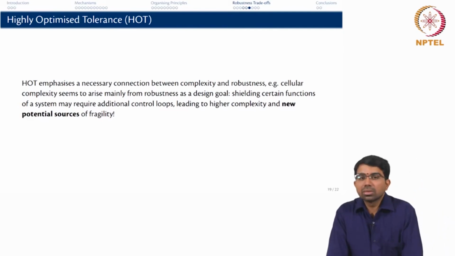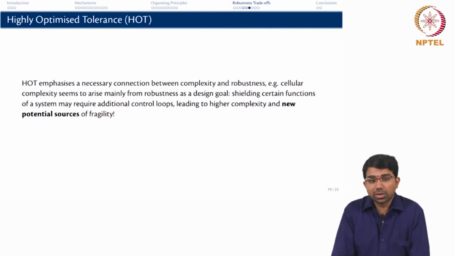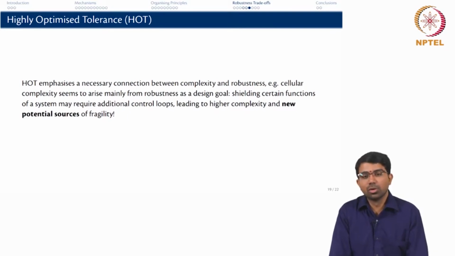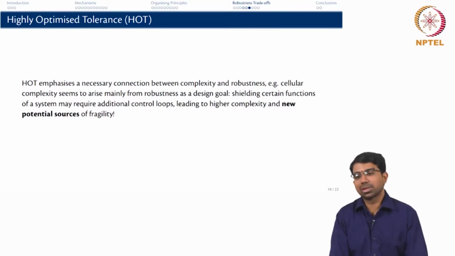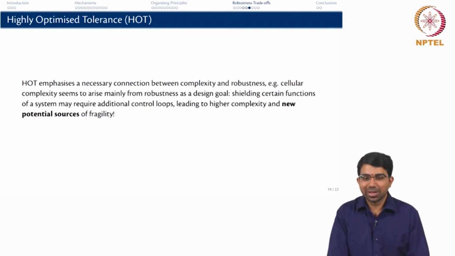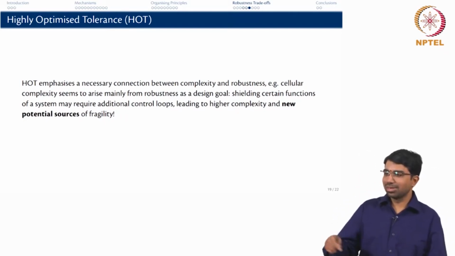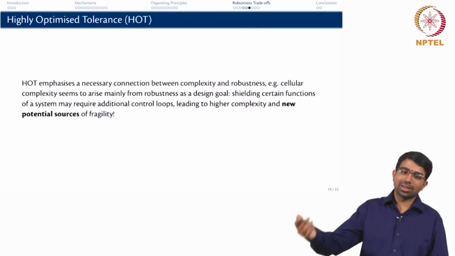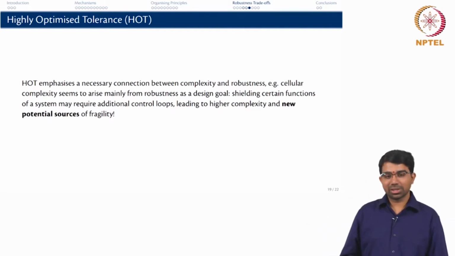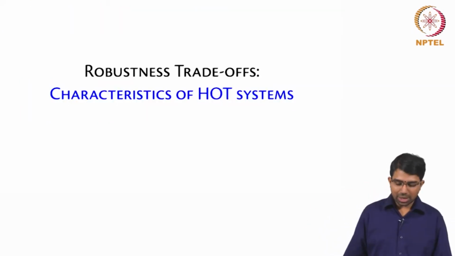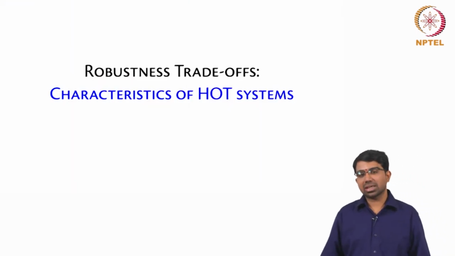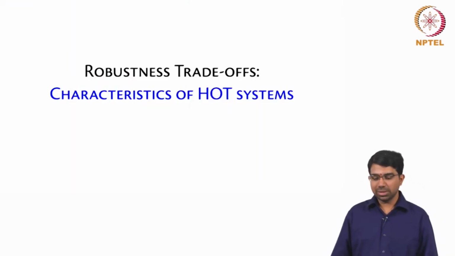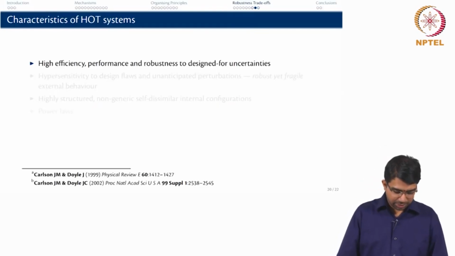If you want to shield certain functions, you want to insulate something, you want more loops, more regulation, more complexity, more sources of fragility. If you have more complexity, more additional components, then failure in those components also becomes a potential source of fragility. And so, these trade-offs are a classic characteristic of these highly optimized tolerance systems.